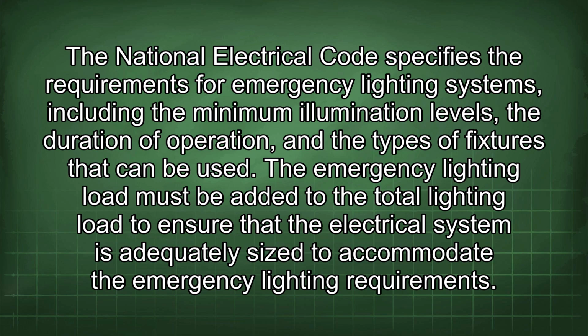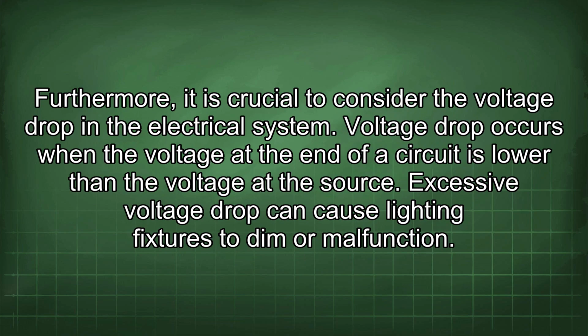The emergency lighting load must be added to the total lighting load to ensure that the electrical system is adequately sized to accommodate the emergency lighting requirements. Furthermore, it is crucial to consider the voltage drop in the electrical system. Voltage drop occurs when the voltage at the end of a circuit is lower than the voltage at the source. Excessive voltage drop can cause lighting fixtures to dim or malfunction.